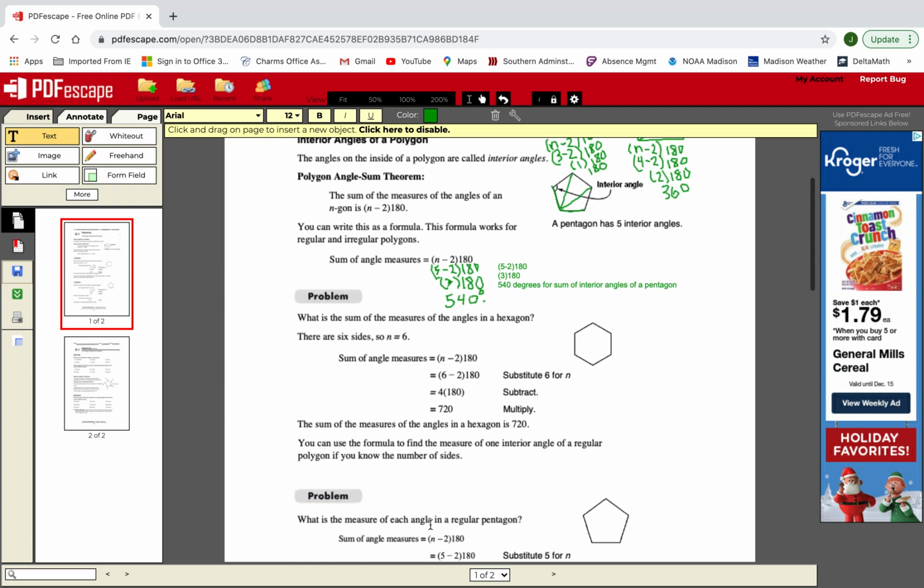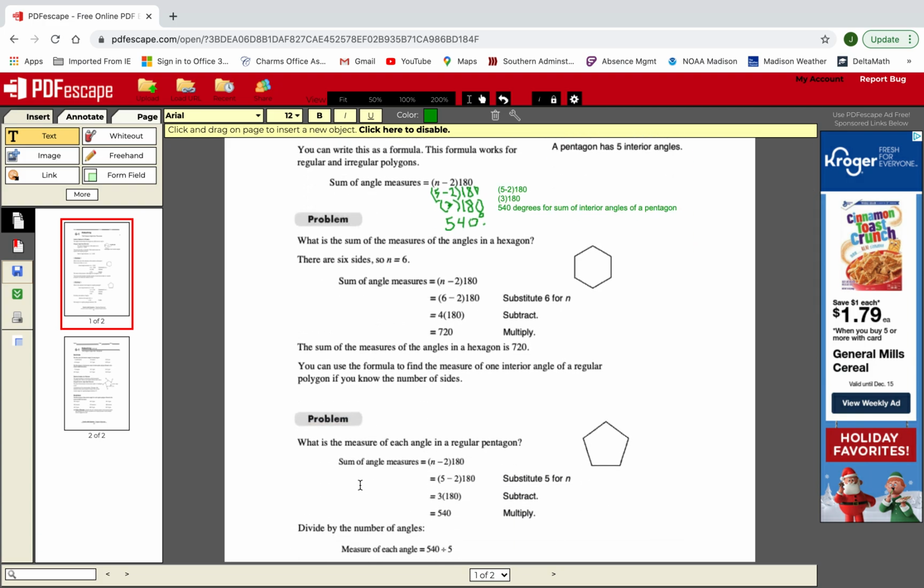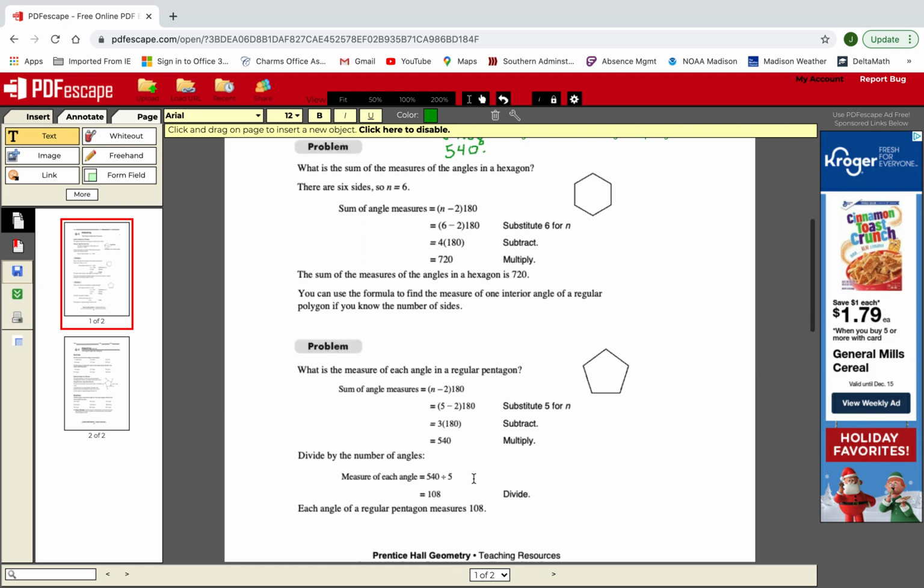So we're going to practice that here. This problem says, what is the measure of each angle in a regular pentagon? And they went ahead and went through the process that we started up here. So the sum of the interior angles of a pentagon is 540. Then dividing that by 5 gives us 108 for each interior angle.